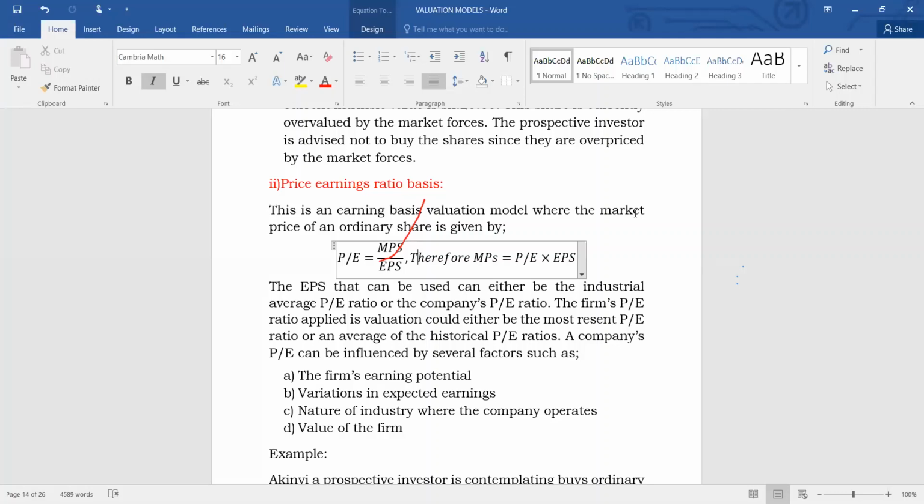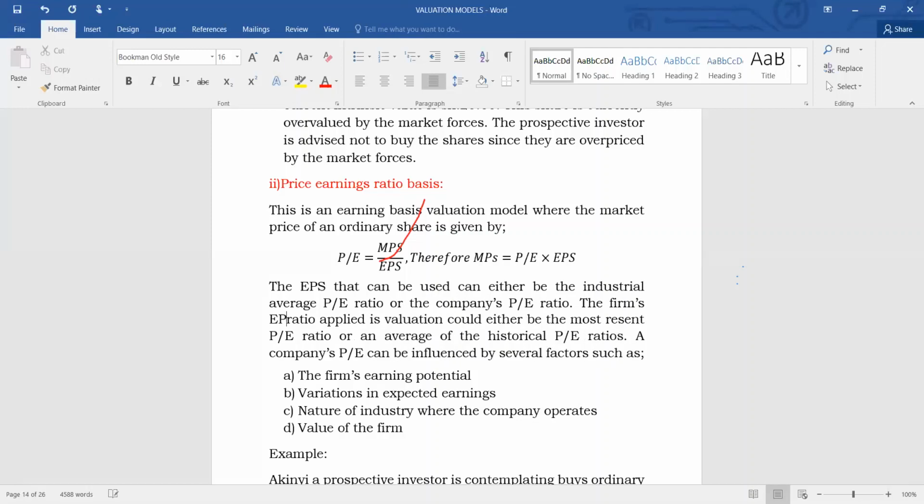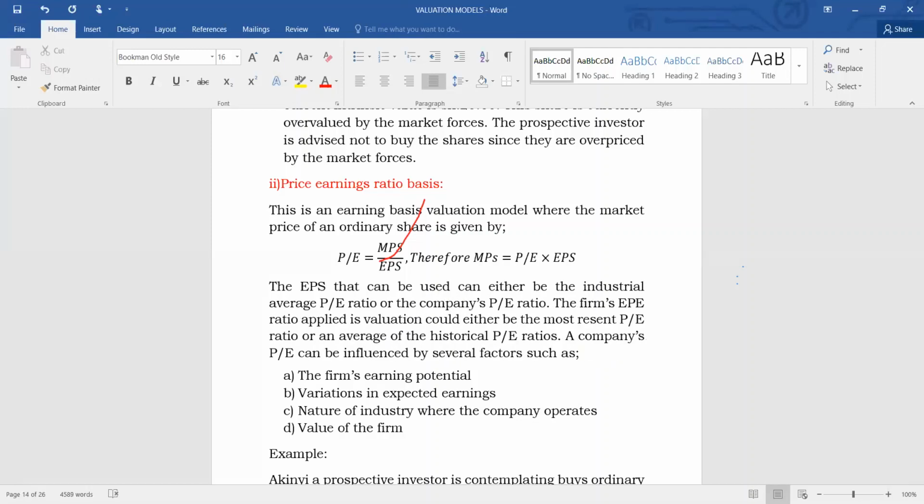No, there's an error here. Earning per share. I think when I was doing the timing, there's a small problem here. The firm's earning per share to be used can either be the most recent earning per share or an average. When you get your handout, try to correct that error.